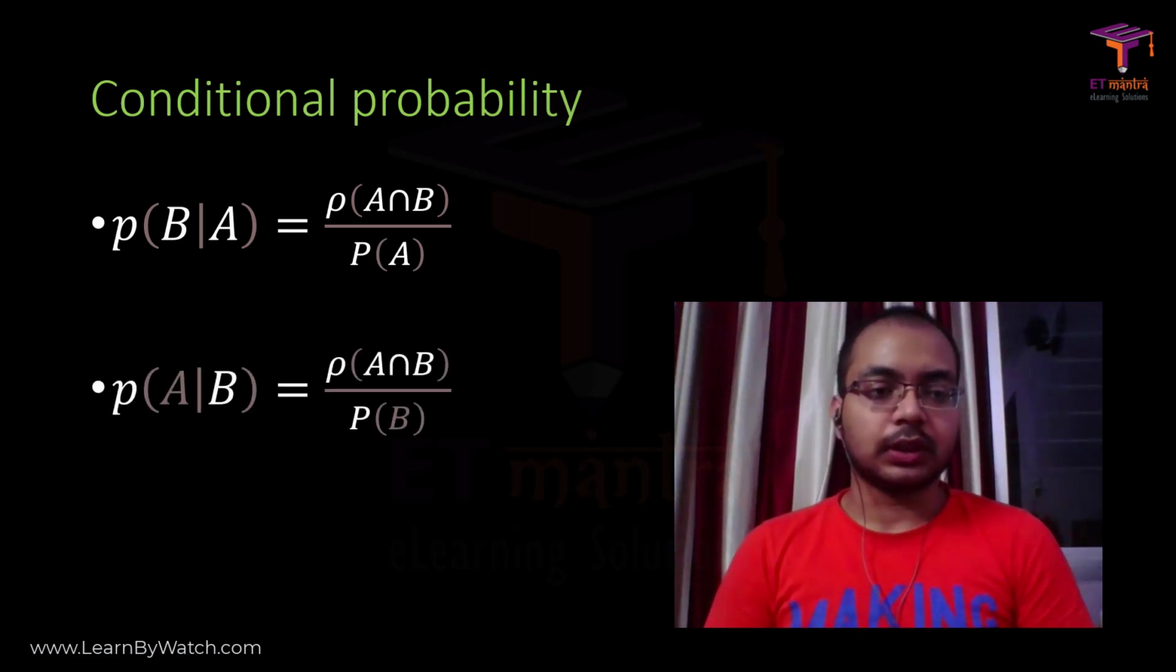Similarly, if we look at this one, what is the probability that event A will occur when we are given that event B has occurred? So that probability is equal to probability of A intersection B by probability of B. So these equations we have already studied in school.